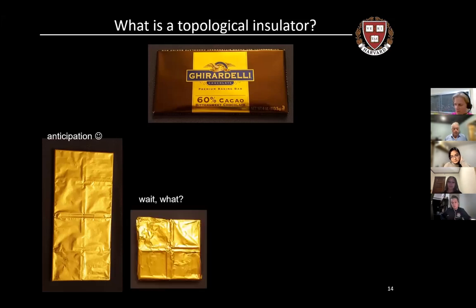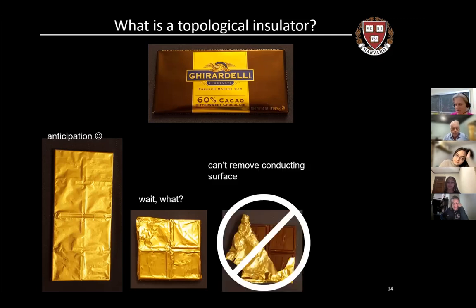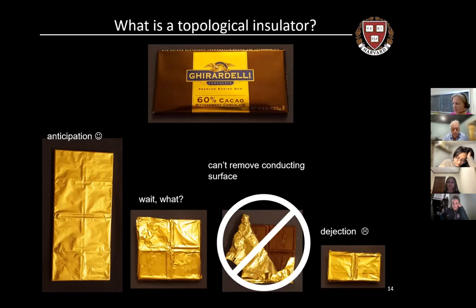foil wrapped chocolate bar. But if you try to open this chocolate bar, you run into trouble because it's as if the foil reforms around the surface. No matter what you do, the surface remains conducting. No matter how many times you break it, the surface is always going to be conducting. And that's a topological property of the chocolate or the interior of the material. So in a topological insulator, in this quantum material, you cannot remove the conducting surface. And so you are left with your ever smaller foil wrapped chocolate bar.